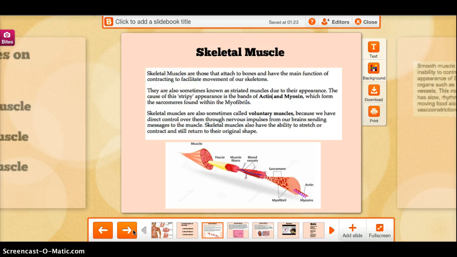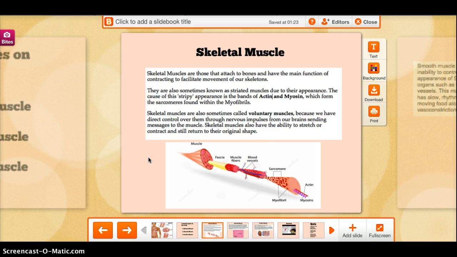So the skeletal muscles are those that attach to the bones and have the main function of contracting to facilitate movement of our skeletons. They are also sometimes known as striated muscles due to their appearance. The thing that causes this stripy appearance are the bands of actin and myosin that form the sarcomeres within the myofibrils. So here are the myofibrils, here's the sarcomere, and the actin and myosin in them.